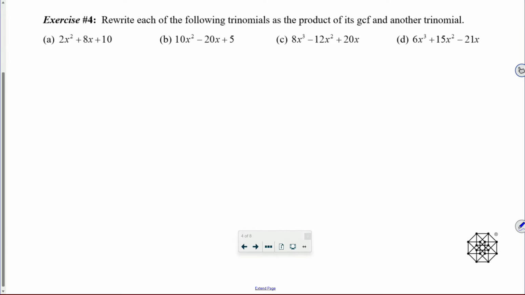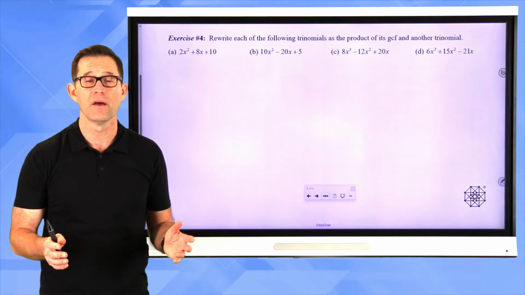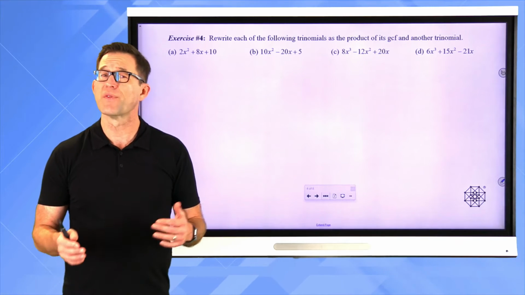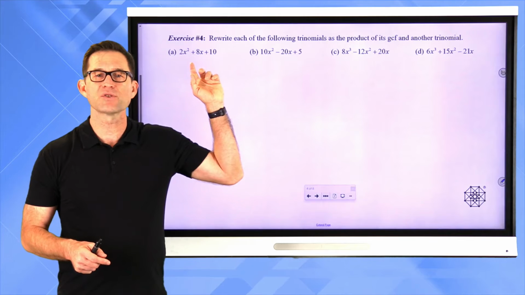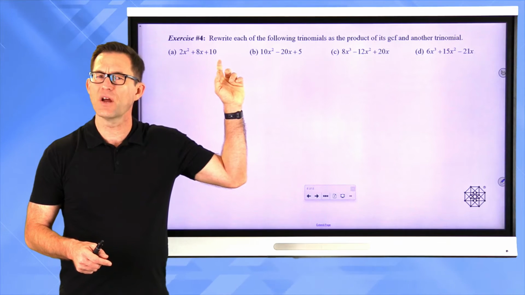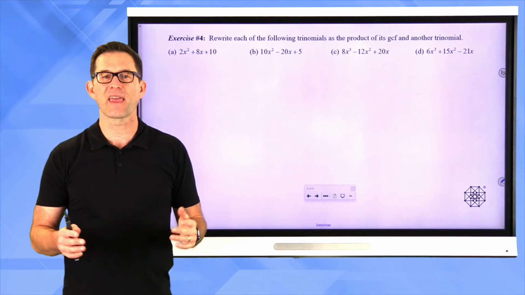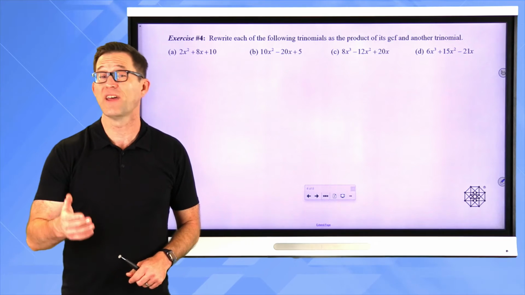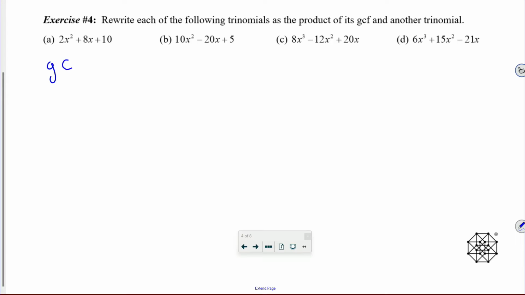Here we have 2x squared plus 8x plus 10. Just like before, the first thing I want to do is consider the 2, the 8, and the 10. The 2, the 8, and the 10 obviously are all divisible by 2, so that's going to be part of our GCF. Now, I consider an x squared and x to the first, and there's no x there. Since there is no x attached to that 10, x cannot be part of a common factor because it's not a factor of 10, right? So in fact here, our GCF is very simple.